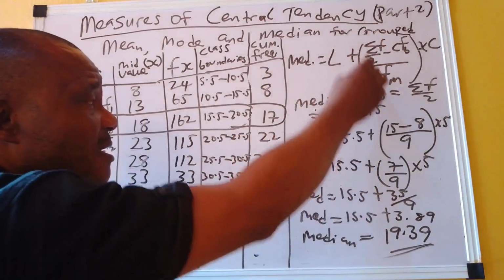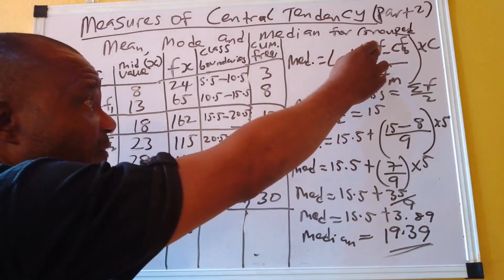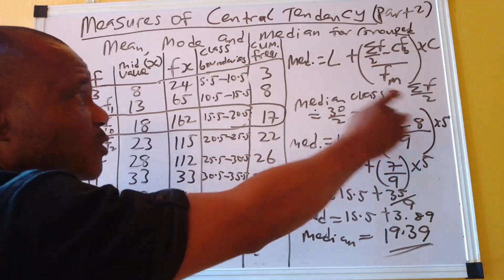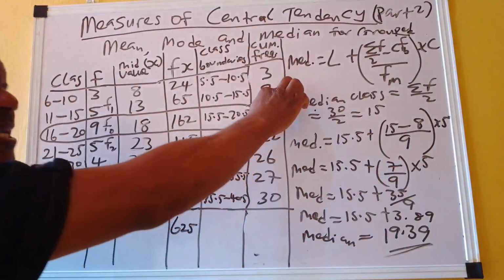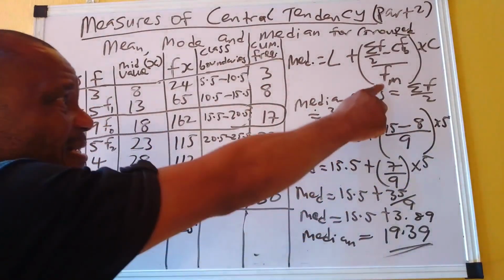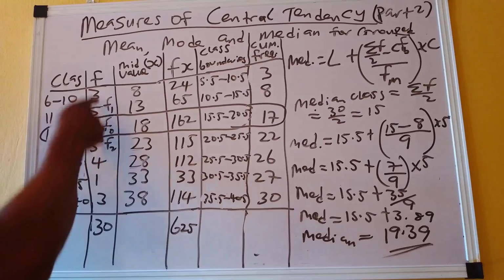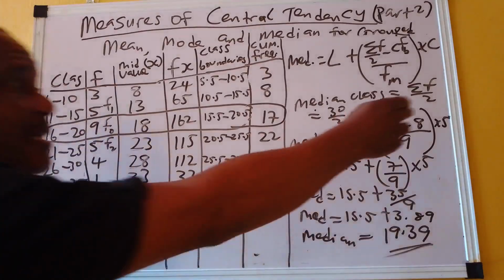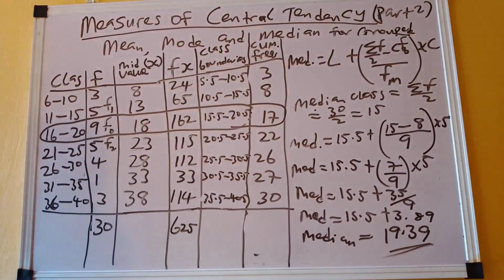Then the cumulative frequency is the sum of the frequency over 2, which is 15, minus the cumulative frequency before the median class, which is 8, all over Fm. This Fm means the frequency of the median class. This is the frequency column, which is 9. Then of course our class width, I've explained that before, is 5.